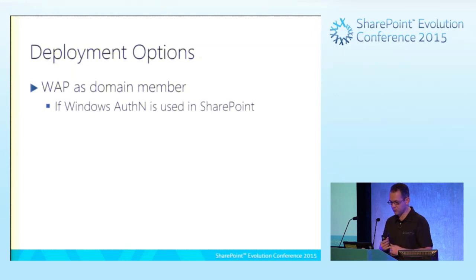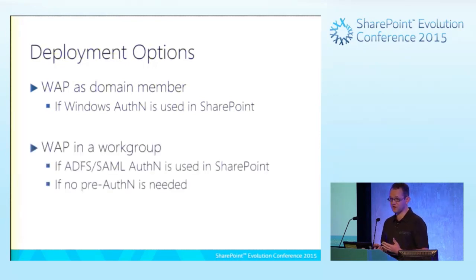Now, we've got two deployment options. You can install the web application proxy as a domain member. Again, an interesting discussion with your network people, especially if you're putting it in your DMZ. Well, when do you have to do that? If you want to use Windows authentication. If your SharePoint only supports Windows authentication, NTLM or Kerberos, well, you have to put your web application proxy in the same domain, even if it's in the DMZ.